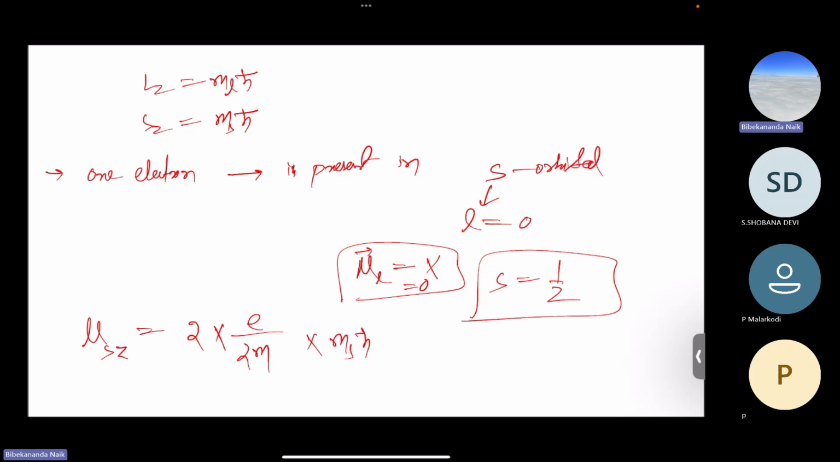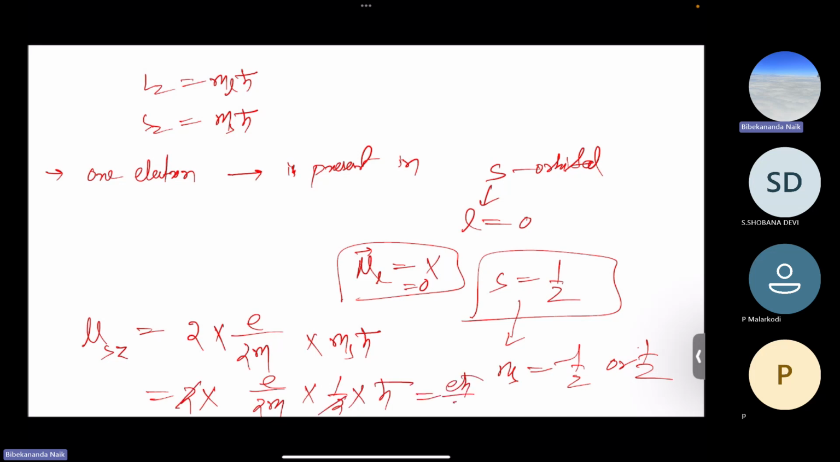Since s is half, m_s can be minus half or plus half. If you take half here, it is 2 into e by 2m into half into ħ. So the half and 2 get cancelled out. It is eħ by 2m, which is nothing but the Bohr magneton. So the Bohr magneton is the z component of the spin magnetic moment of an electron present in an s orbital. Is this clear?